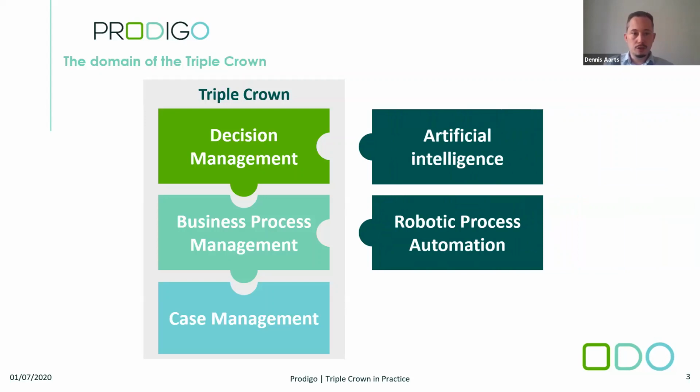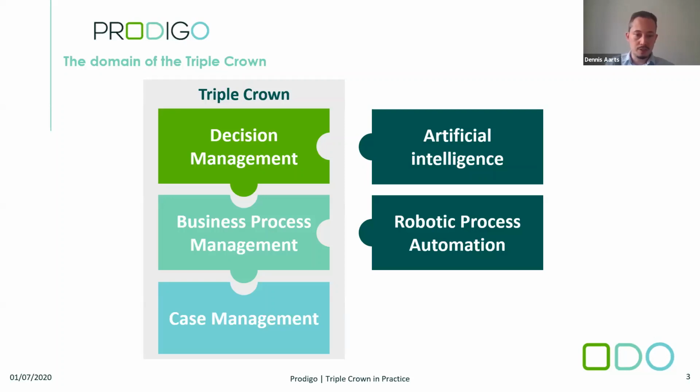And then there are 2 hot topics nowadays which are closely related to this Triple Crown, which are artificial intelligence, on which Jan did a very interesting talk yesterday, sorry. So I'm not going into that much further either.